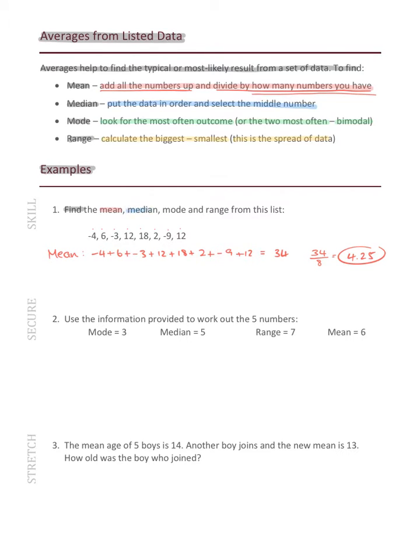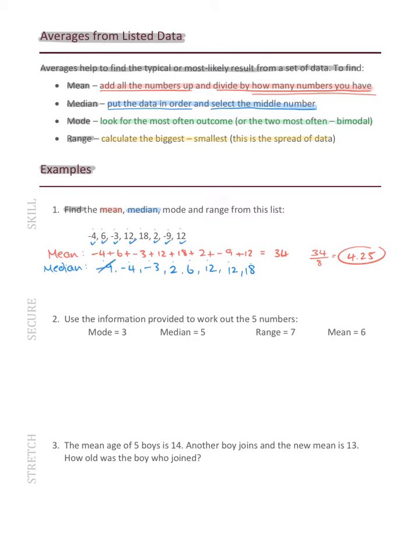Next, the median. For the median, we want to put the data in order, so I'll do that first. I'll start with -9, -4, -3, and I'm just going to tick them off as I go. 2, 6, 12, 12, 18. I should have 8 of those. Good. And then select the middle number.